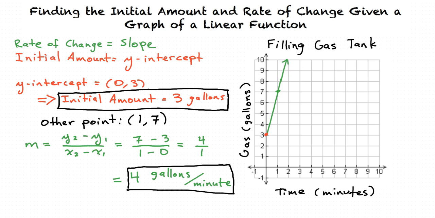That's right. In summary, to find the initial amount of a function, I find the value where x is equal to 0, which is the y-intercept. To find the rate of change, I take one more point on the graph and substitute the coordinates of both points into the slope formula, because the slope is the rate of change. Exactly.